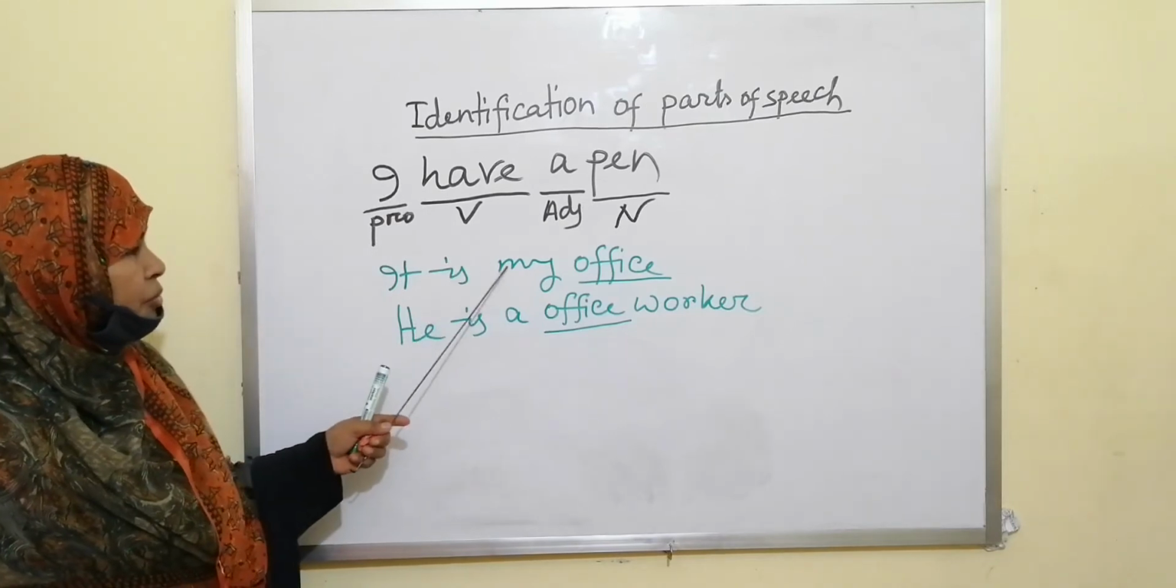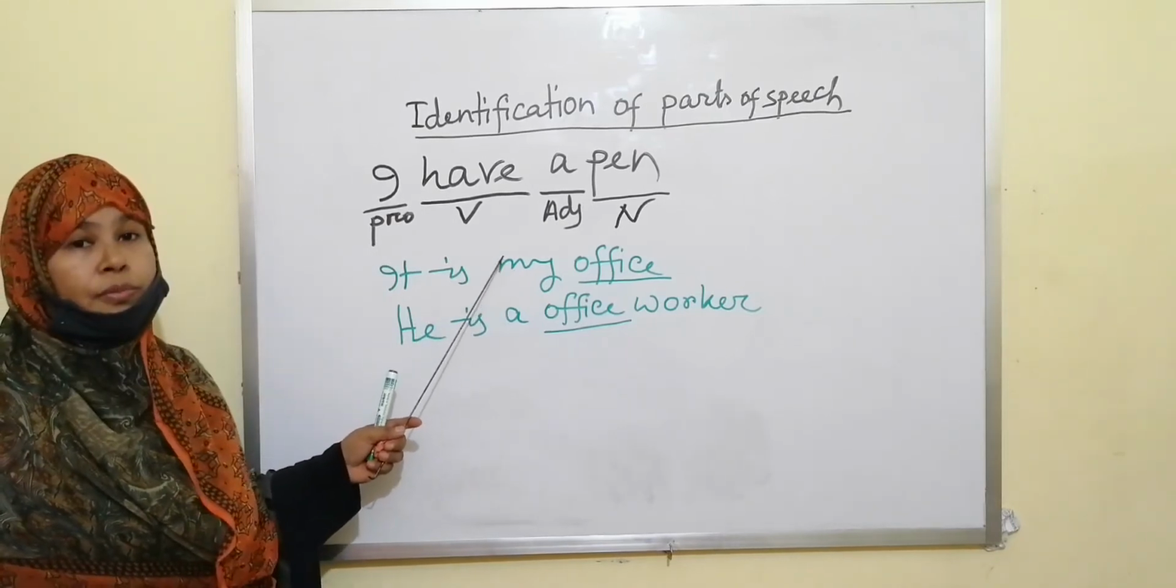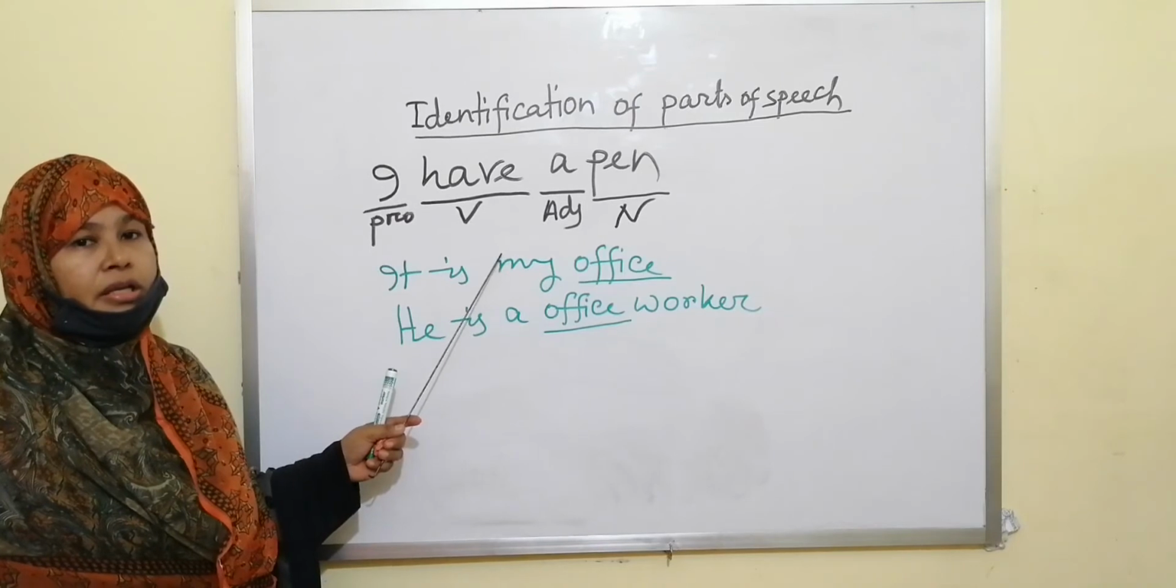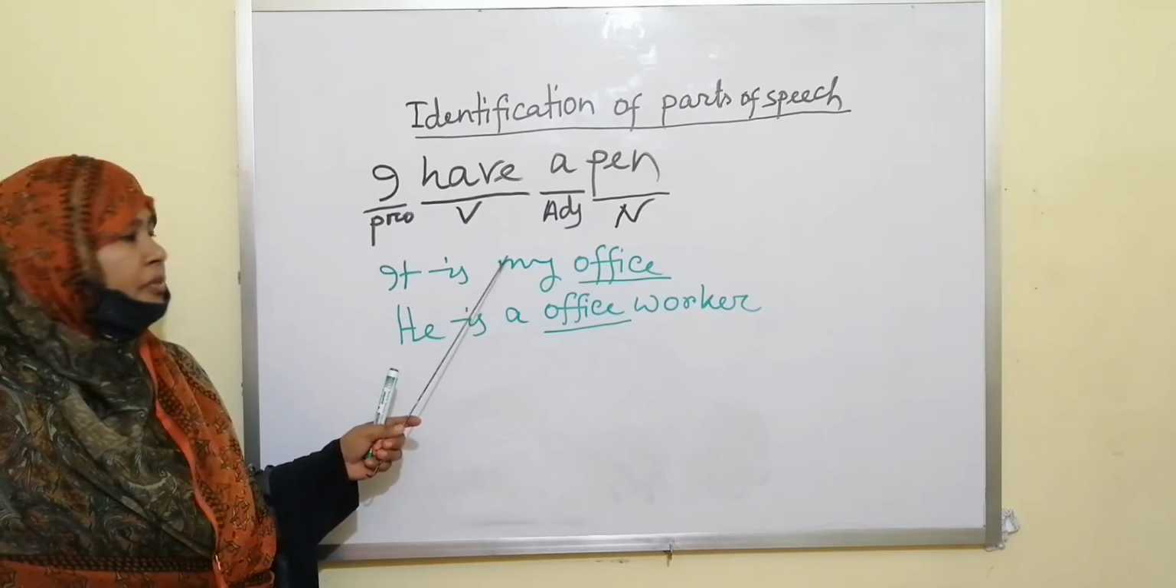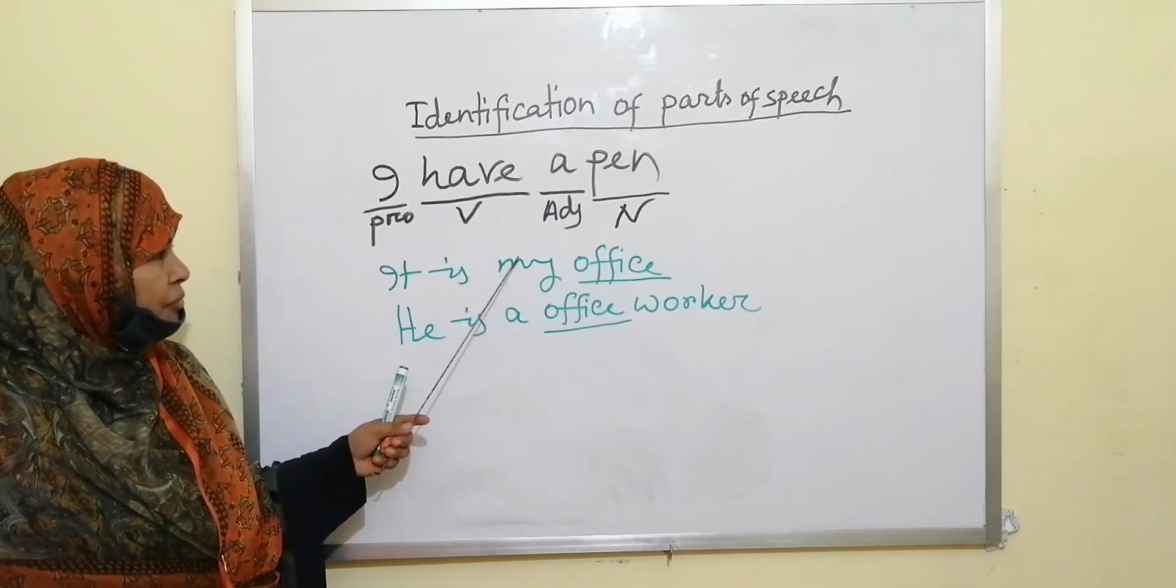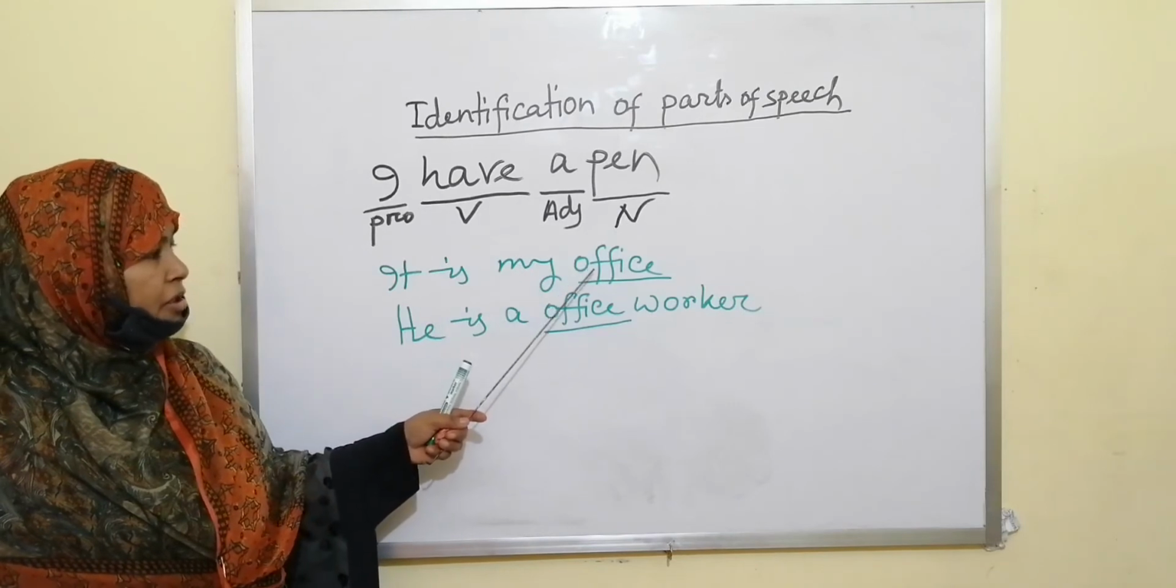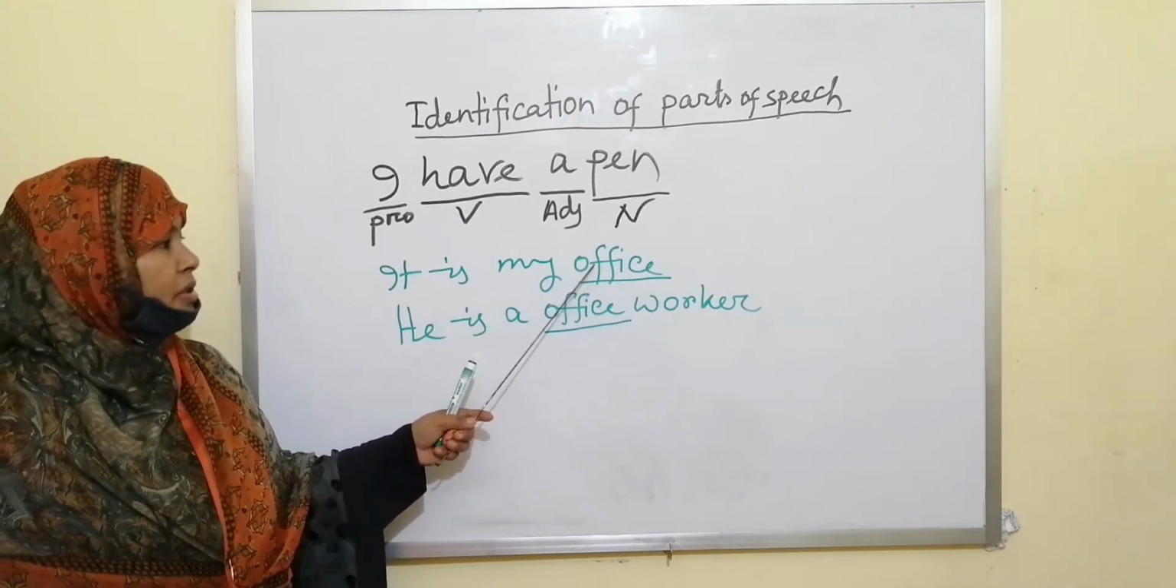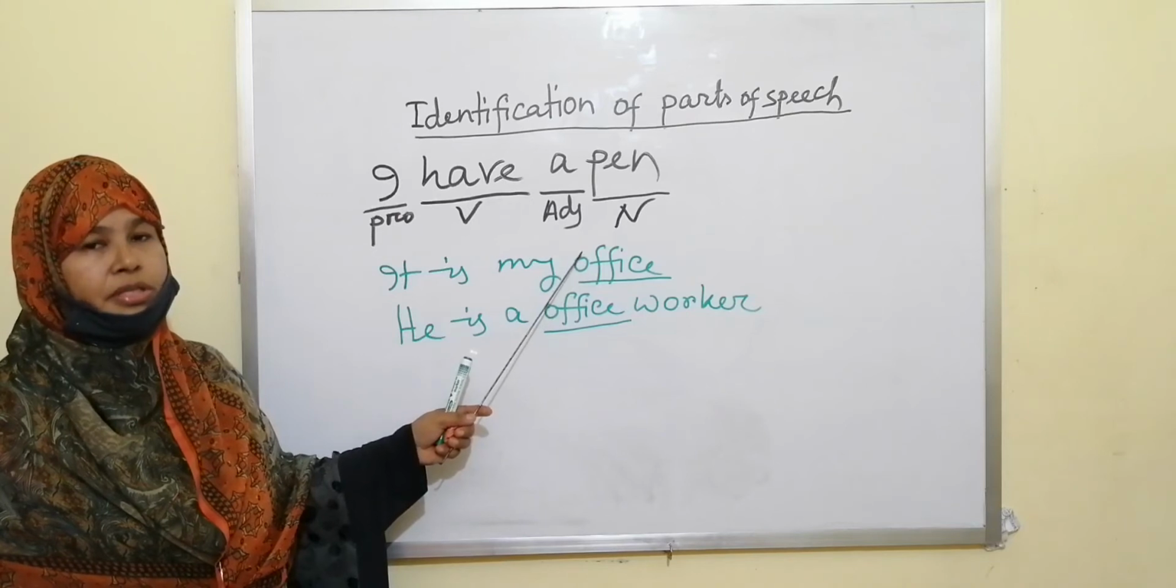Dear student, here office, when we find any possessive form, my, our, their, his, your, after a possessive form, when we find any word, this is a noun. So office is a noun here.